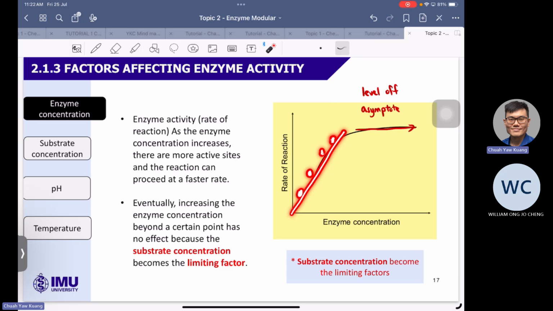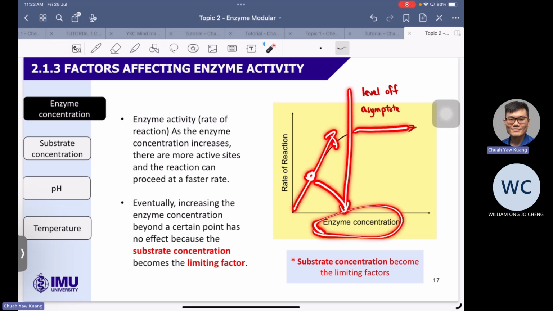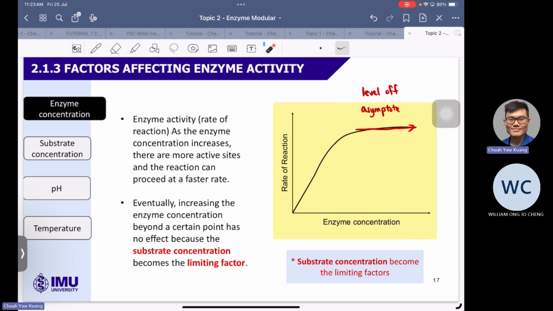Okay, the limiting factor, look at the x-axis. That is the limiting factor. When the graph is still directly proportional, it's still going up, the limiting factor is the enzyme concentration. Look at the x-axis. But when the graph levels off, if this is enzyme concentration, then the limiting factor will be the substrate concentration. So that's basically the three things that we need to discuss.